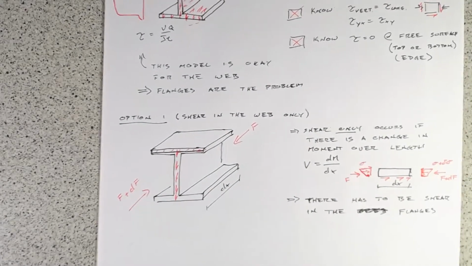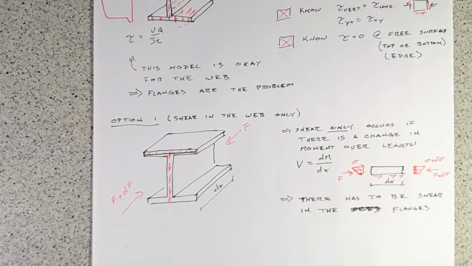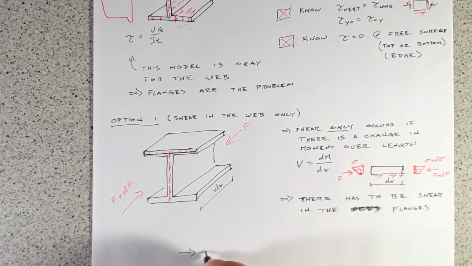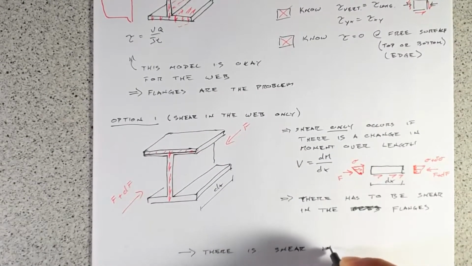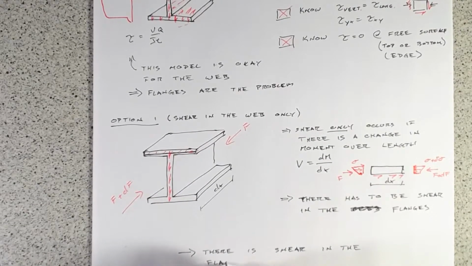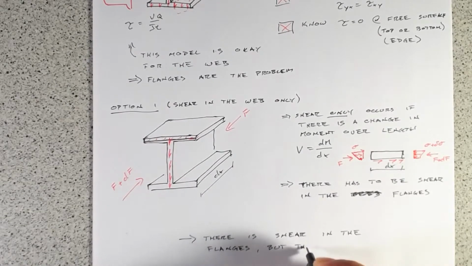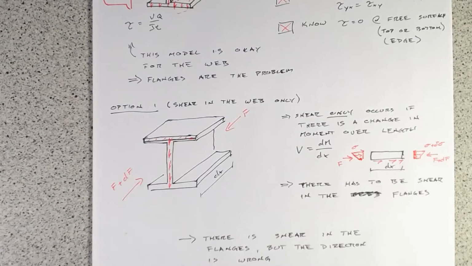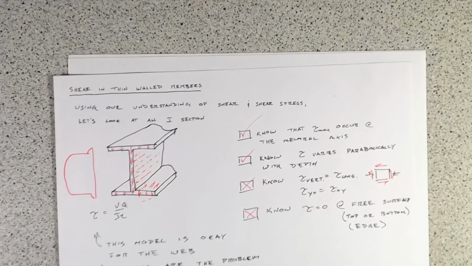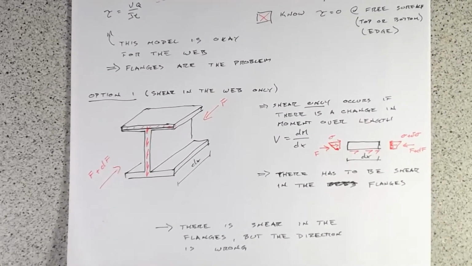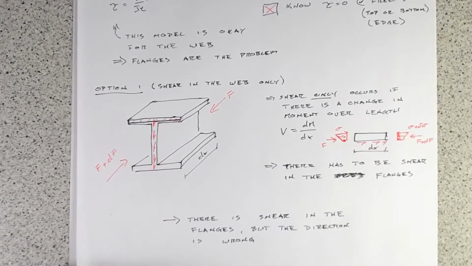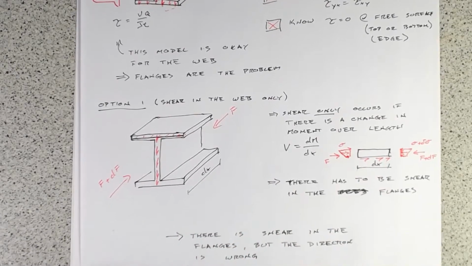Assuming there is no shear stress in the flanges also doesn't work, because we've got out of balance bending stresses there. So really, the only option is that there is shear in the flanges, but the orientation is wrong. So let's have a look. I always think, if we draw a free body diagram, that should hopefully help us figure it out. It helped us figure out what was going on in the web. Let's try it with the flanges.